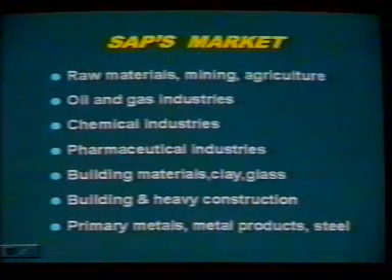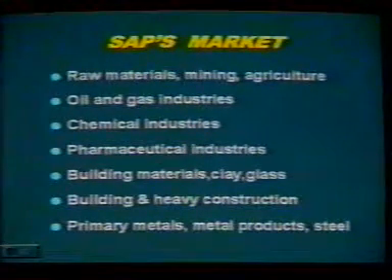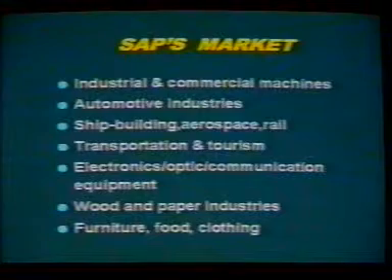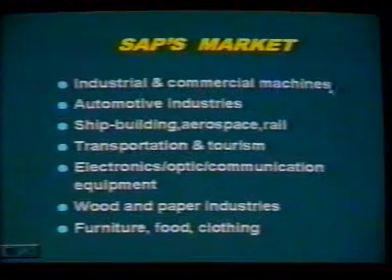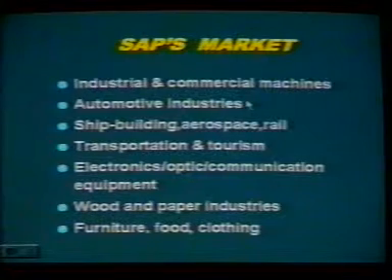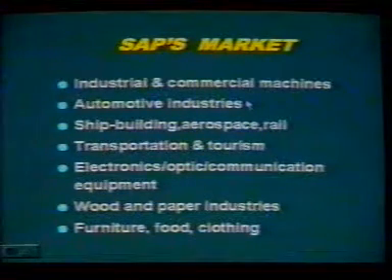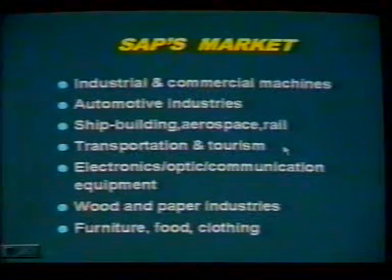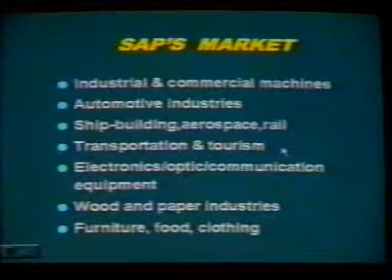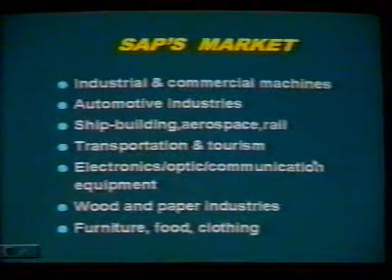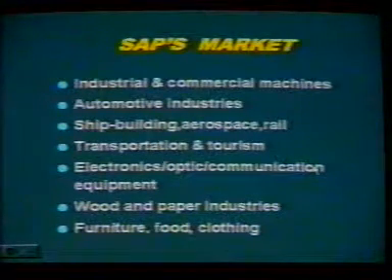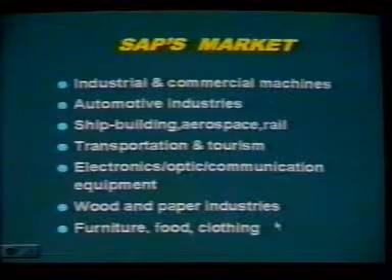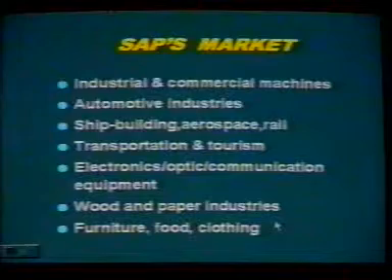It also handles ERP packages for primary metals, metal products, steel, and this continues further to industrial and commercial machines, including machine tools, automotive industry. Most of the Indian automotive industries have the SAP ERP package, shipbuilding, aerospace, rail industry, transportation and tourism also are handled by the ERP package supplied by SAP, electronics, optics, communication equipment industries, wood and paper industry, furniture, food, clothing. All these industries are handled by SAP's ERP package.